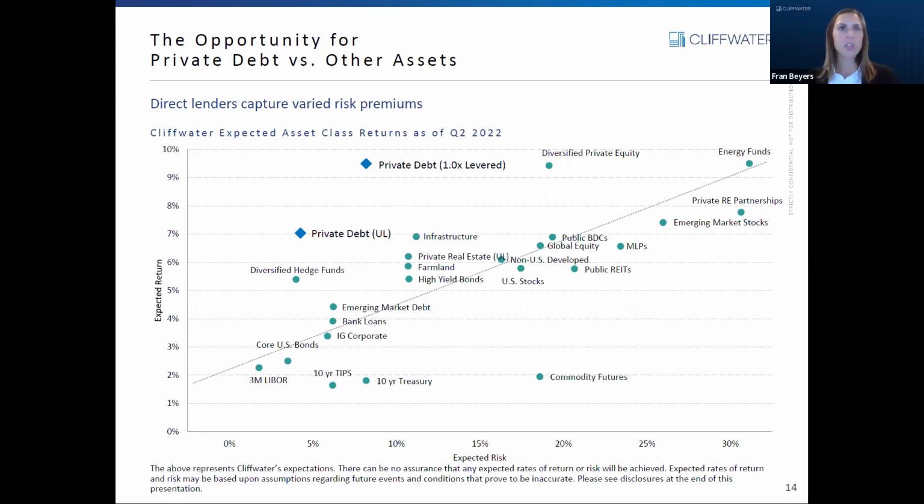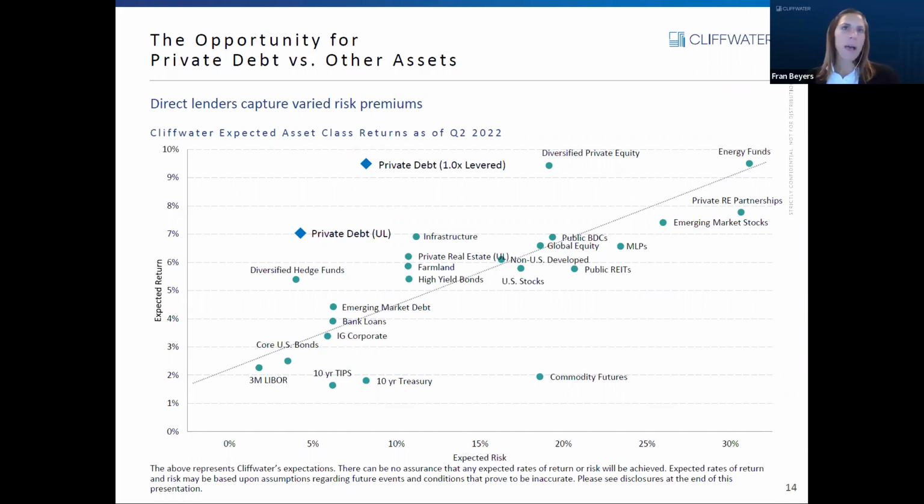On the y-axis, you see expected return. Clearly, private debt on an unlevered basis isn't the highest paying asset class, but with one turn of leverage on a portfolio on a private debt fund, in the form of a private fund or a BDC or an SMA, it produces pretty attractive returns in the high single digit to low double digit area.